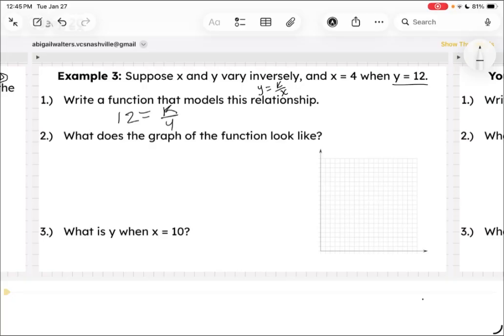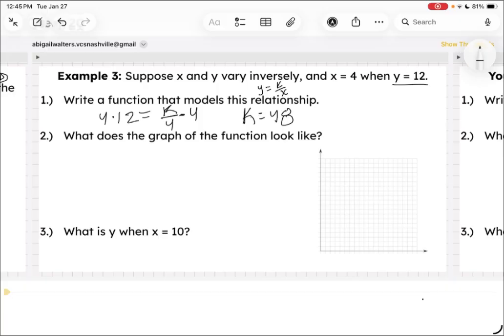So I'm asking myself, some number divided by 4 equals 12, or I can just multiply both sides of that equation by 4, and that should tell me what k is. If I do that, I get k equals 48. I think my pen's going out here.